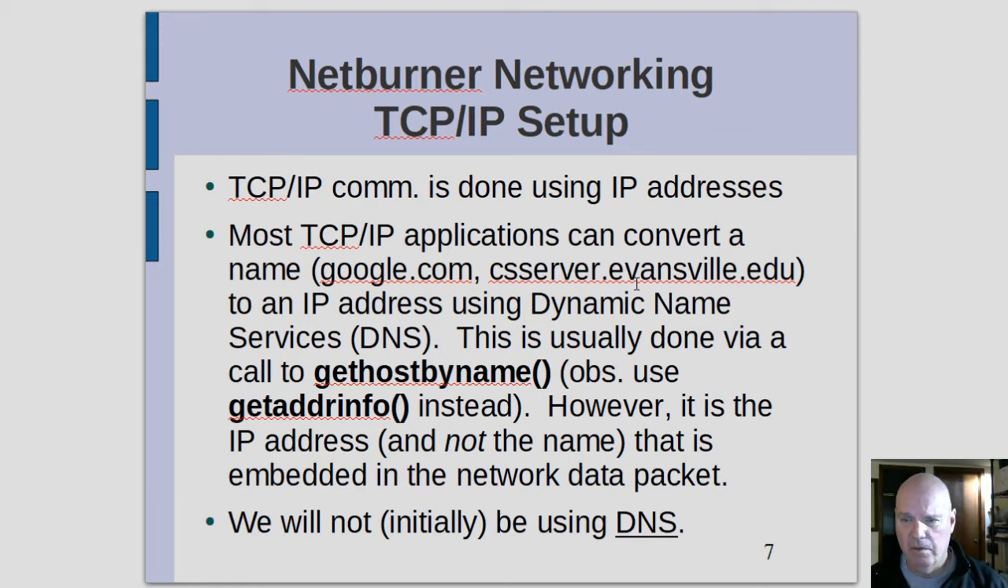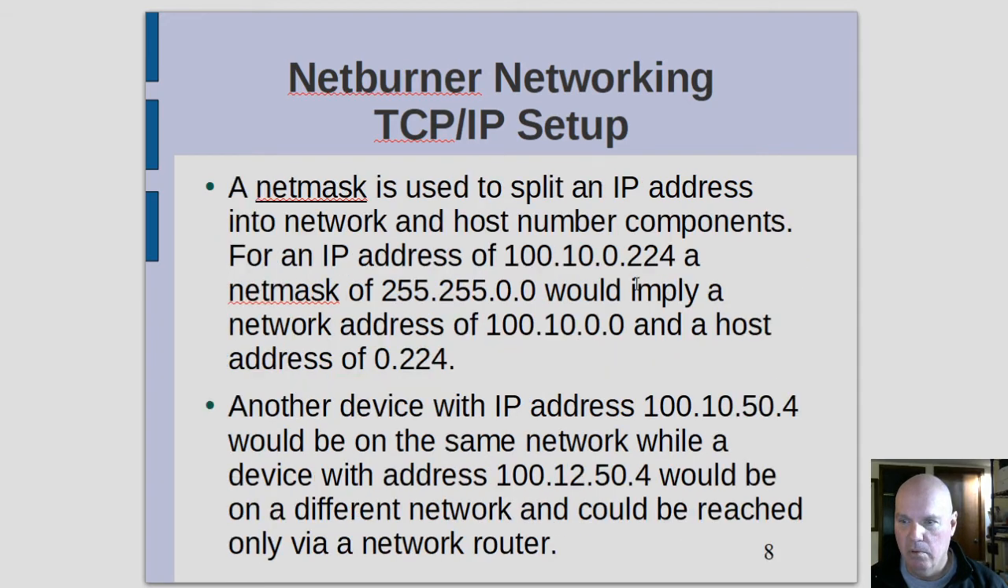So you use getaddrinfo, which will automatically contact the DNS server and get the IP address that your computer then uses for all further communication with that destination. And it's that IP address that's actually embedded in the network data packet, and not the actual name of the computer. Okay. Now initially we're just going to be doing communication between two computers that are on our same local network. Again, DNS is not used for computers that are on the same local network. It's just when you need to get outside your local network.